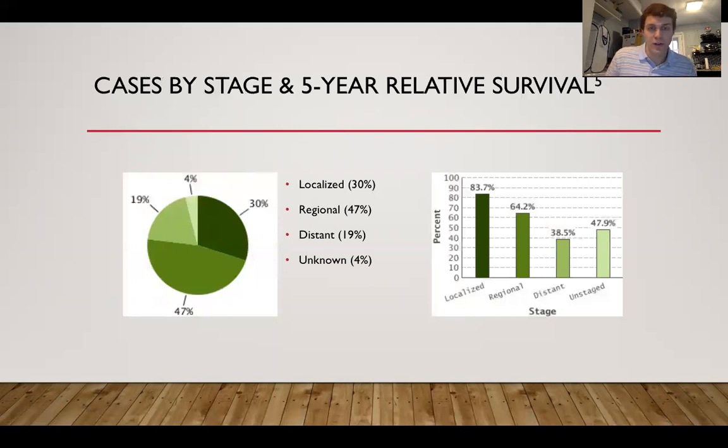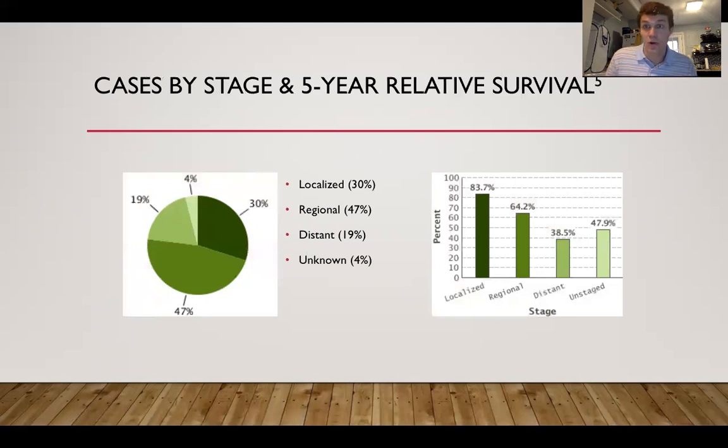47% were regional, meaning that they had expanded to the lymph nodes in the area. 19% were distant, meaning some metastasis was present, and for 4% the staging was unknown. And then looking at the bar graph on the right, the 5-year relative survival based on when the cancer was diagnosed looks kind of how you would intuitively think it would.